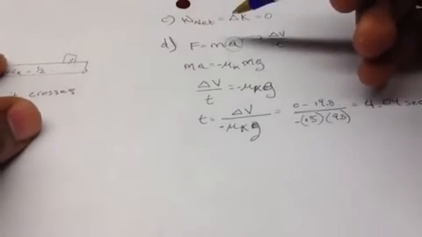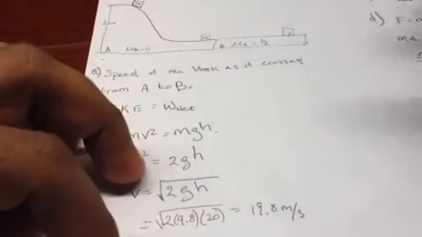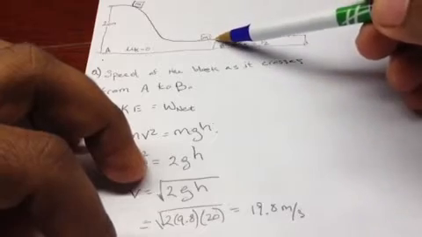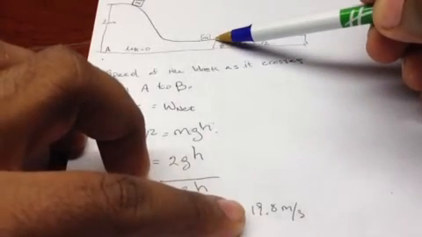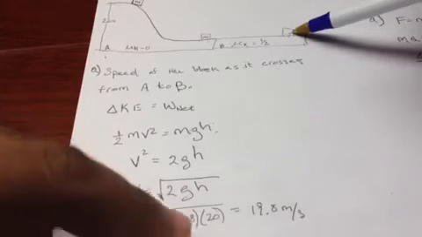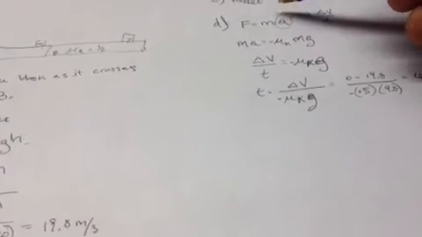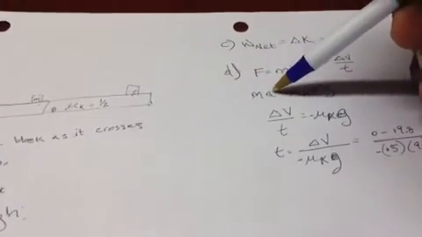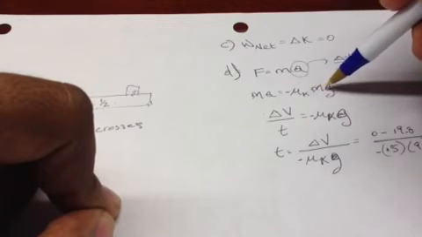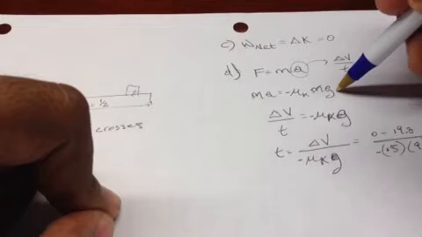Alright, our next task is to determine the time it took to slow the block down over here. How long did it take to go from 19.8 meters per second to 0 meters per second? Alright, so we know Newton's second law, F is equal to ma. Ma is equal to negative mu k mg. So you might ask yourself, why?